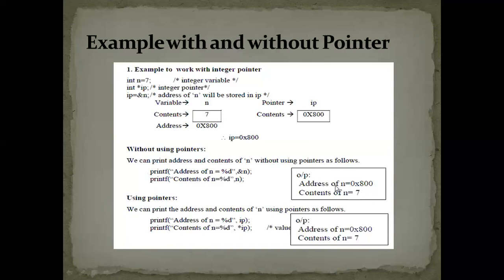This is a memory location address. And content of n, what is the content? What is the value of n? n is equal to 7. So I'm going to print the 7. Understood this? Okay. So now using the pointer concept.